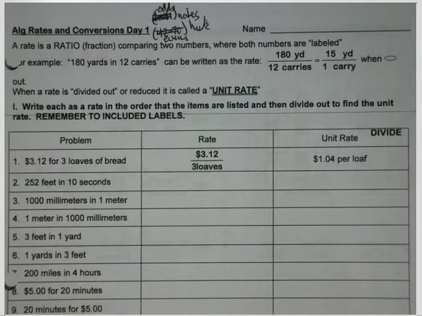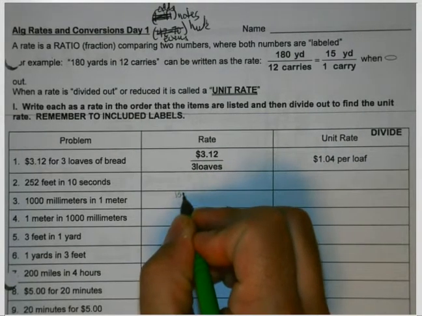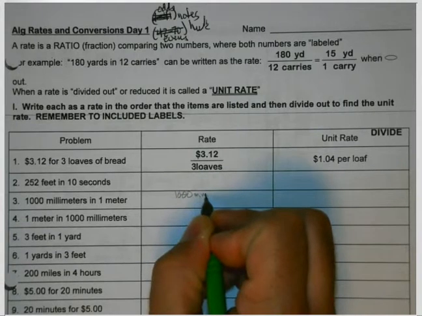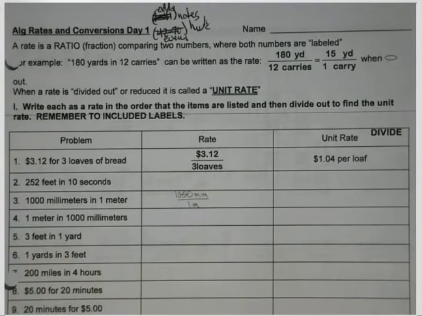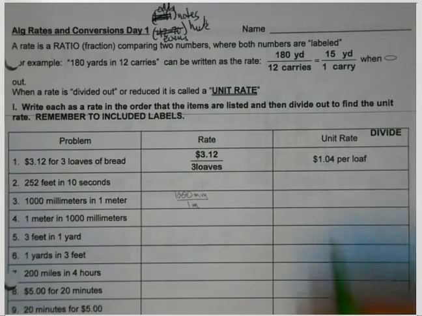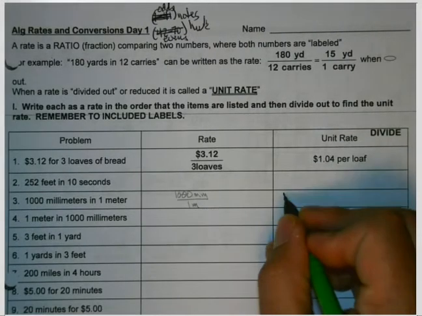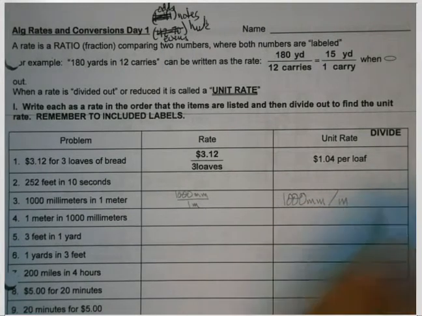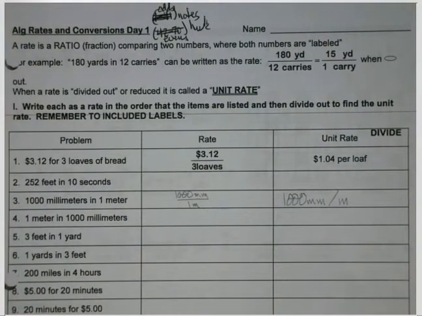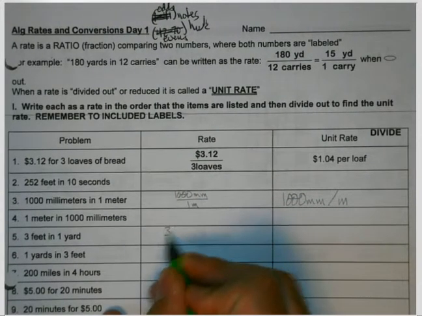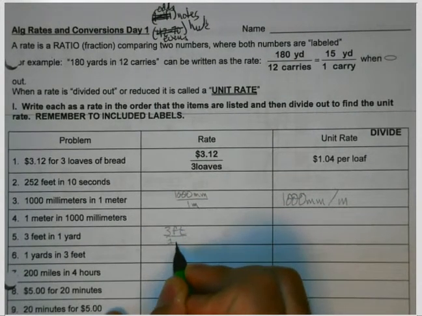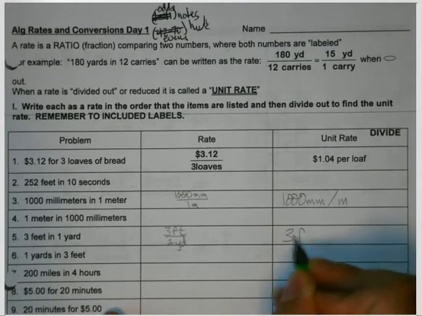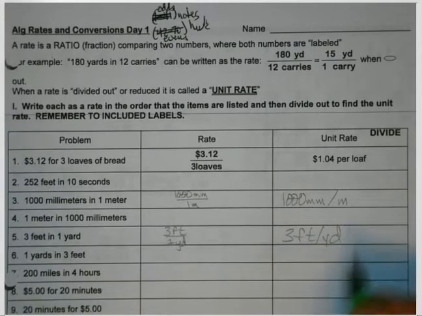So, 1,000 millimeters in 1 meter. Now, this one's a little strange because normally we're not dividing by 1. But it's important when you're doing these to put all of your labels. Because then when we do a unit rate and we say that there's 1,000 millimeters per meter, that one looks kind of strange. Okay, we'll get to some more here that aren't quite this odd. 3 feet in a yard. Okay, so 3 feet, 1 yard equals 3 feet per yard. Now they're not all going to quite be this simple.